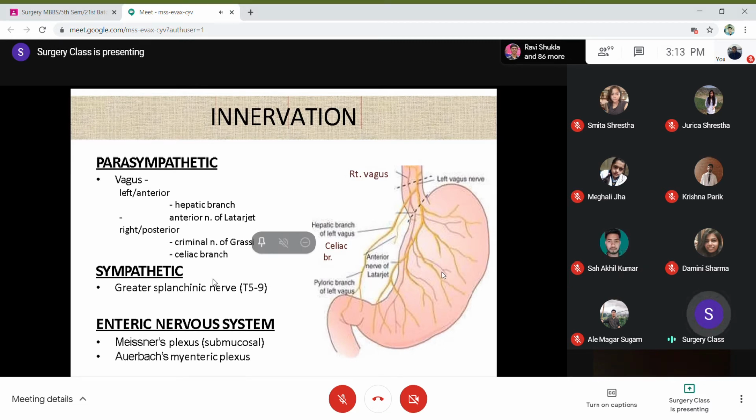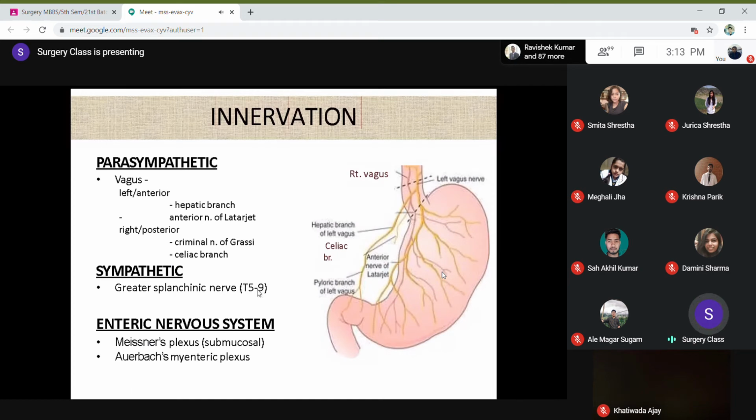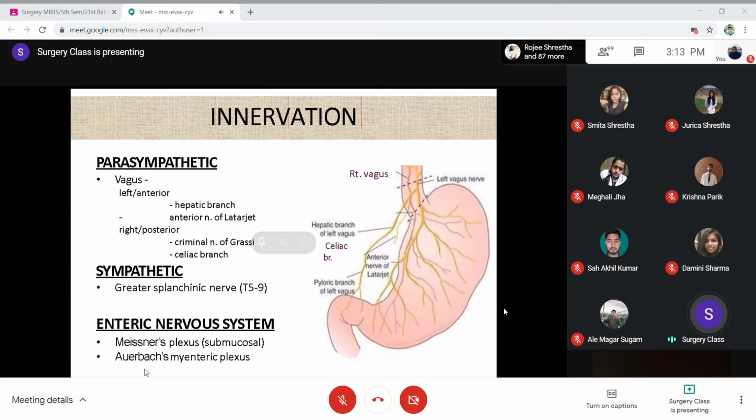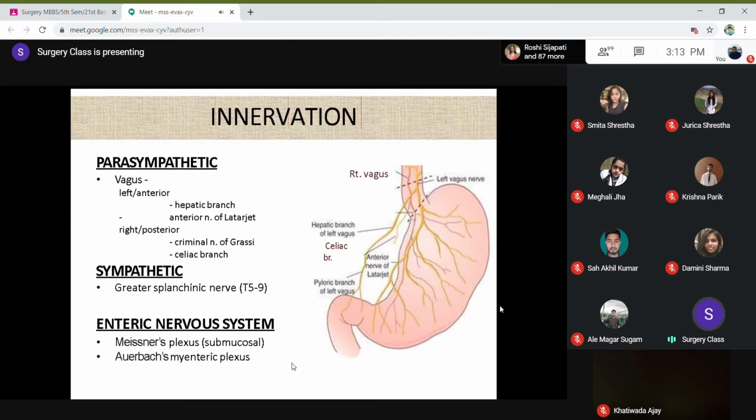And then the sympathetic: you can see that the greater splanchnic nerve from T5 to T9 gives rise to the sympathetic nervous supply. And then you can see the enteric nervous system, where Meissner's plexus, that is the submucosal, and the myenteric plexus, that is Auerbach's plexus, form the enteric nervous system.